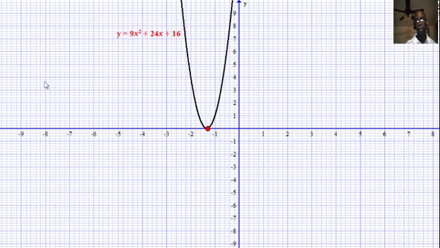This is how the function looks on a graph. One real solution means one value for x. This is the only x-intercept. This value is approximately negative 1.3. Let us now go to rule number 4.